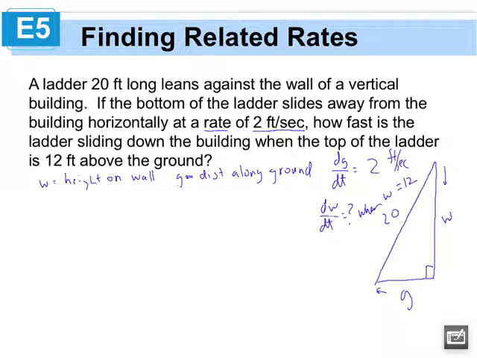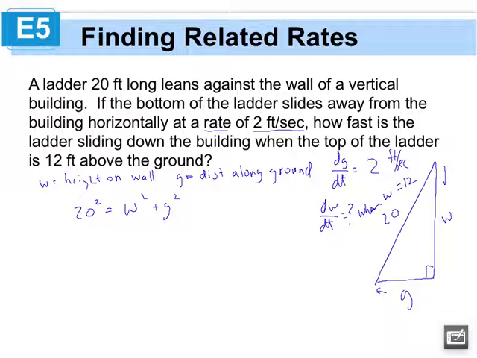So we got a picture, we got our variables, we have what we know and what we're looking for. We are looking for a general equation. What's our general equation here? Did we get to that point? No? Give it to me. It's 20 squared is equal to W squared plus G squared.